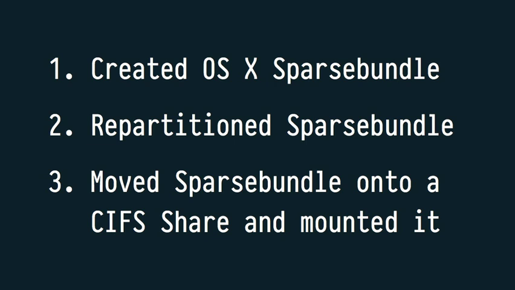Let us quickly review what we have accomplished. First, we created an OSX sparse bundle using HDIUtil command. Then, using the Disk Utility app, we repartitioned our sparse bundle so that we could use it with Time Machine. Finally, we moved our sparse bundle onto a CIFS share and mounted it from there. In the next screencast, we will get into the fun part of configuring our Time Machine to work with this setup.